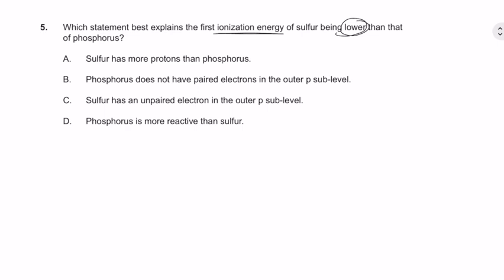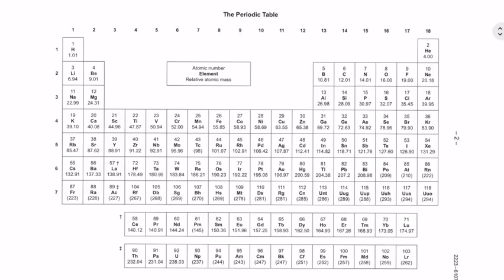So the question here is asking why that is the case. So let's go through each statement one by one. For A, sulfur has more protons than phosphorus. So for this, we can go back to the periodic table and have a look. Here, we can see that sulfur does indeed have more protons than phosphorus because it has a larger atomic number, and atomic numbers essentially tell us the number of protons there are in an atom.